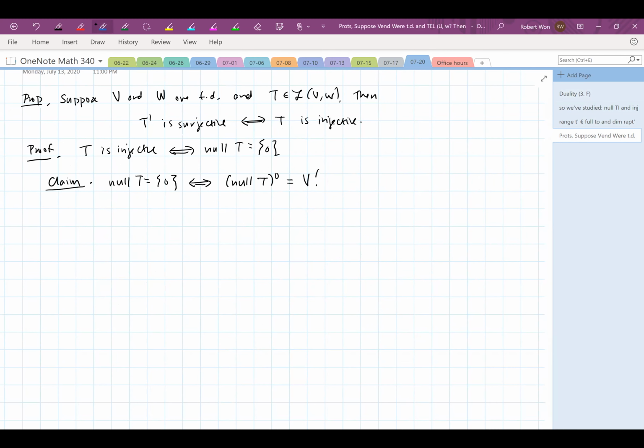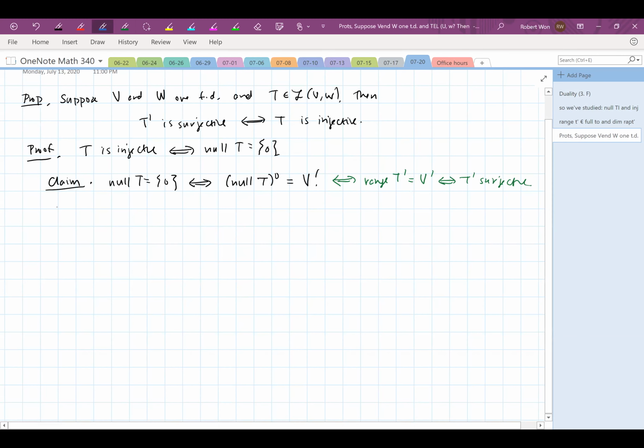Okay, so we just need to prove the claim. I should point out that we just showed that the annihilator of the null space is the same thing as the range of the dual. So by the previous result, this is the same thing as the range of T dual equals V dual, which is the same thing as T dual being surjective. So if I can prove the claim, then I'm done. Okay, well, let's prove it.